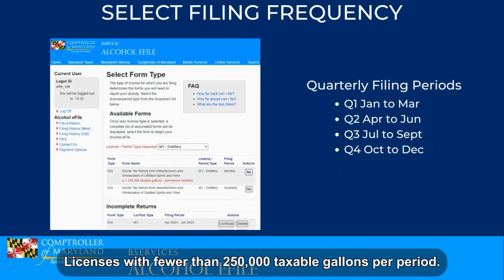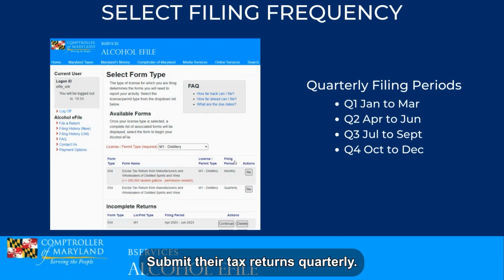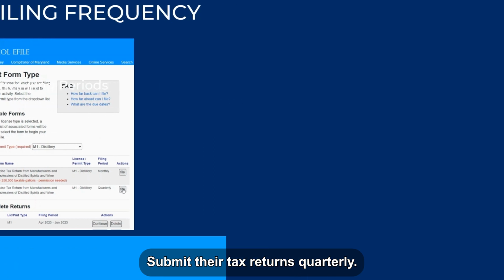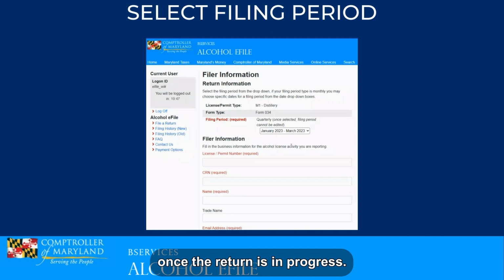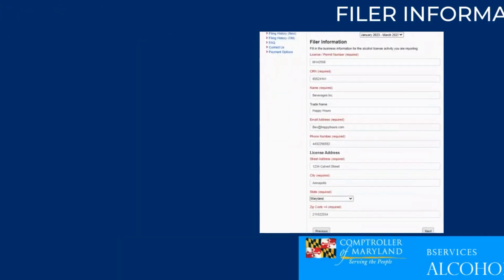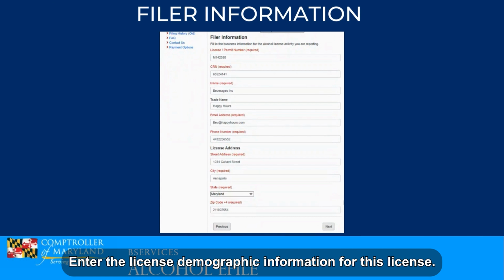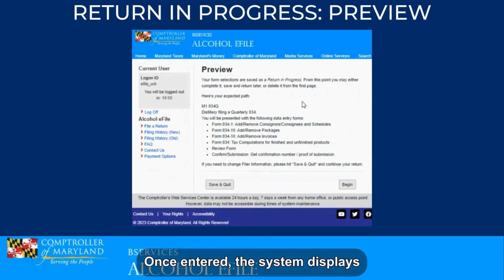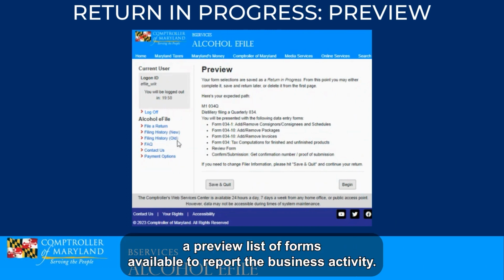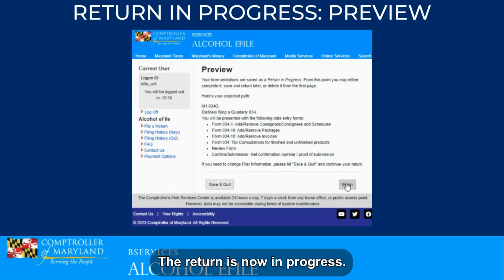Licensees with fewer than 250,000 taxable gallons per period submit their tax returns quarterly. Carefully select the period you are filing, as this cannot be edited once the return is in progress. Enter the license demographic information for this license. Once entered, the system displays a preview list of forms available to report the business activity. The return is now in progress. Click Begin to continue.